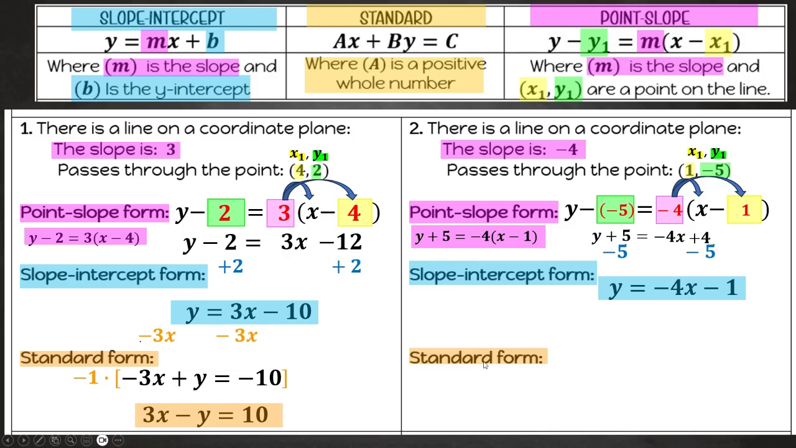Then finally we have standard form. So we have to take this equation and rearrange it to standard form, meaning the x term, the term with the x, needs to be over on the same side as the y and listed first, with a as a positive whole number. So this one's going to be a little bit easier. We're just going to add 4 to both sides, and we get 4x plus y is equal to negative 1. The coefficient to my x is a positive whole number. So that's it. I'm done.